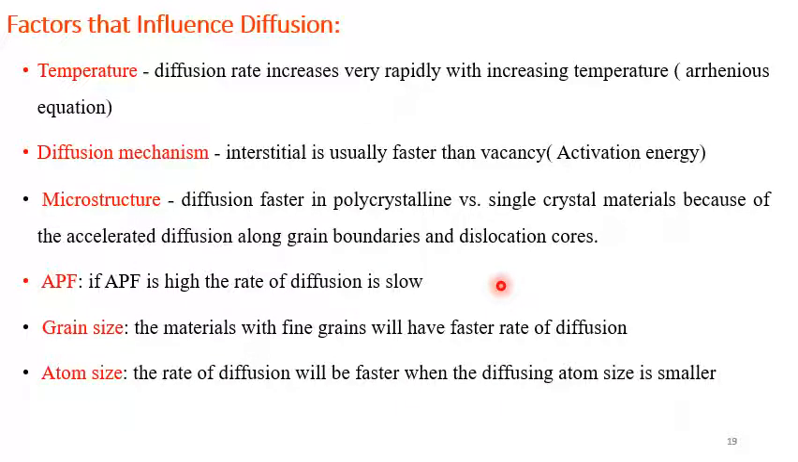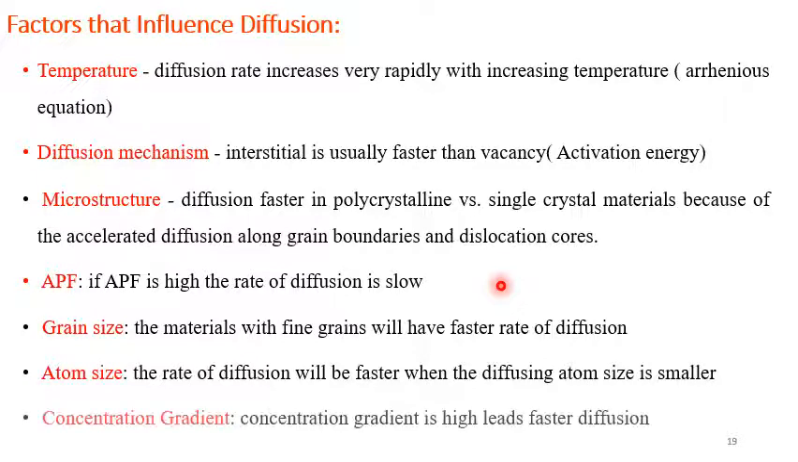Then the atom size. The rate of diffusion will be faster when the diffusing atom size is smaller. That's an example of interstitial diffusion, where the size of the atoms is less, so the atom can easily diffuse through the interstitial positions. Next is the concentration gradient. If the concentration gradient is high, then the diffusion will be faster. Here you can easily correlate the things one by one.